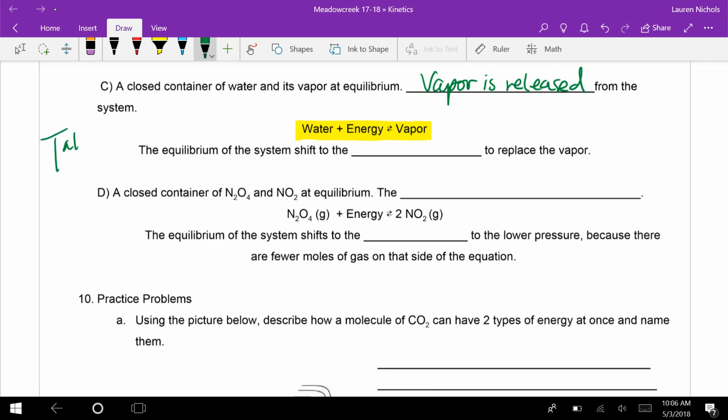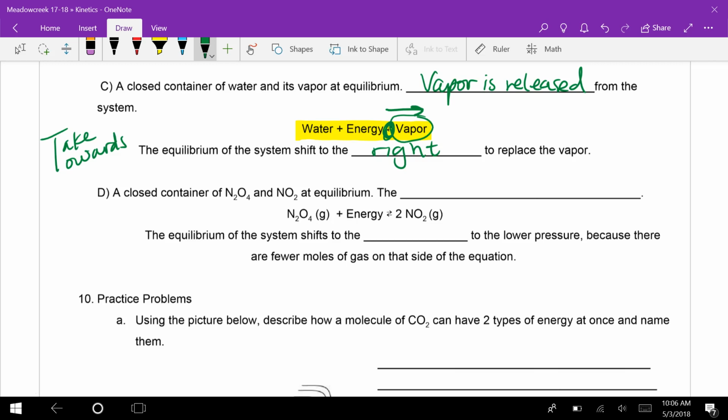So remember, the phrase is take, towards, and that means it moves towards what was taken, so in the same direction. So if I take vapor away, then equilibrium, which you can consider equilibrium as the center at these arrows, will shift towards it in the same direction, so it will shift towards the right, which means the amount of water and energy will have to go down.